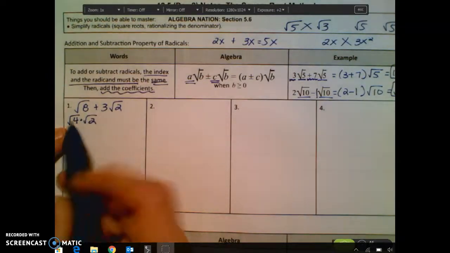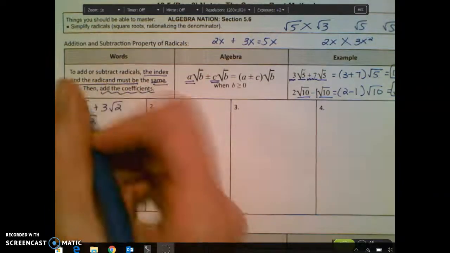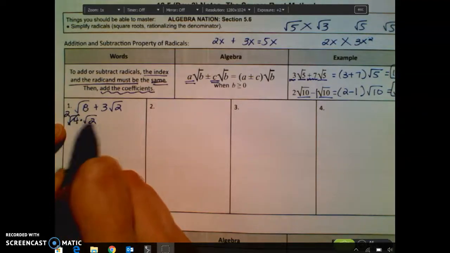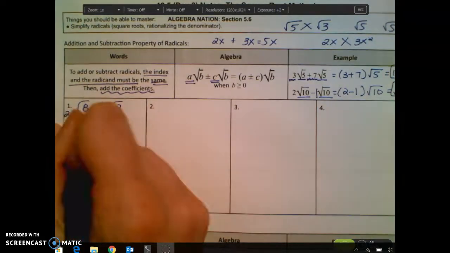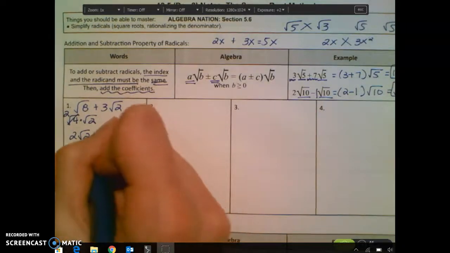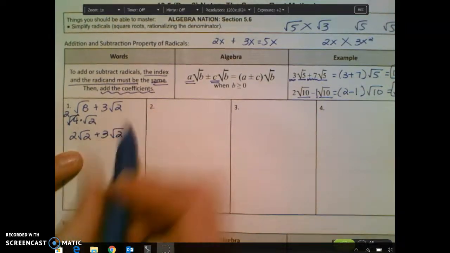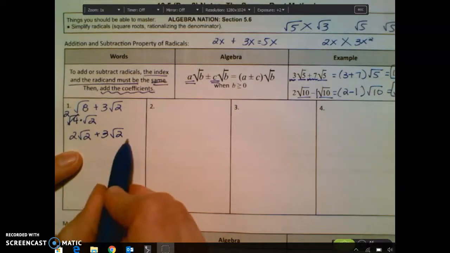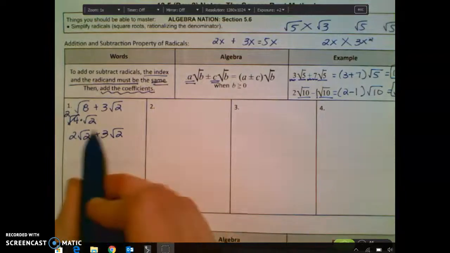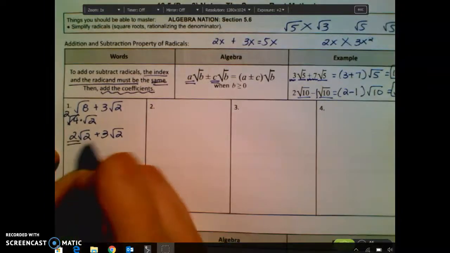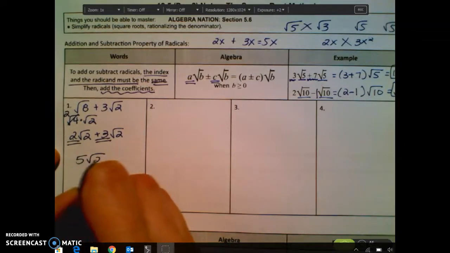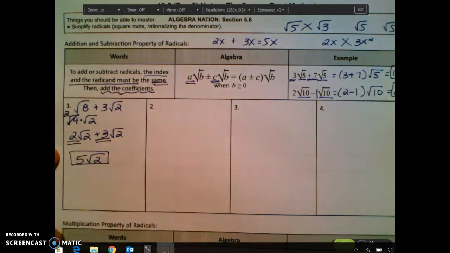Well, we know that the square root of 4 is 2. So the square root of 8 went to square root of 4 times root 2. Root 4 is 2, so it becomes 2 root 2. We're going to bring down that plus 3 root 2 because there was no simplifying that could be done there. Now we have root 2 and root 2, so we just take those like terms. 2 plus 3 gives me 5, and combine them.